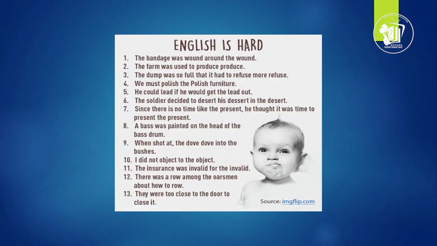Let's look at another one which says, I did not object to the object. Here again, we have the word object functioning in 2 different ways. So, yes, we can say that English might be hard. However, if we pay keen attention and we understand the rules, we can see that it is not as hard as we might think.